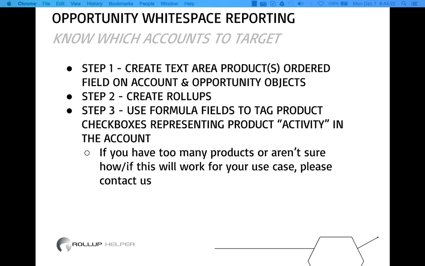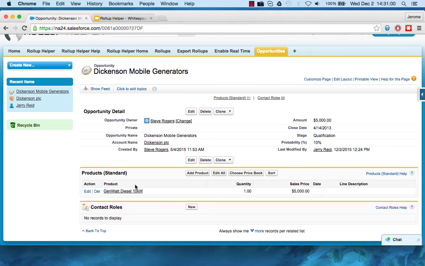So just to reiterate, what we're ultimately trying to do is get on an opportunity here for Dickinson Mobile Generators, as an example, the description of the product or the name of the product, Gen Watt Diesel 10 kilowatt. We want that information at the account level, I should say, so that you can know, is Dickinson PLC purchasing the Gen Watt family of diesel products or just the Gen Watt product family or even a specific product like Gen Watt Diesel 10 kilowatt.